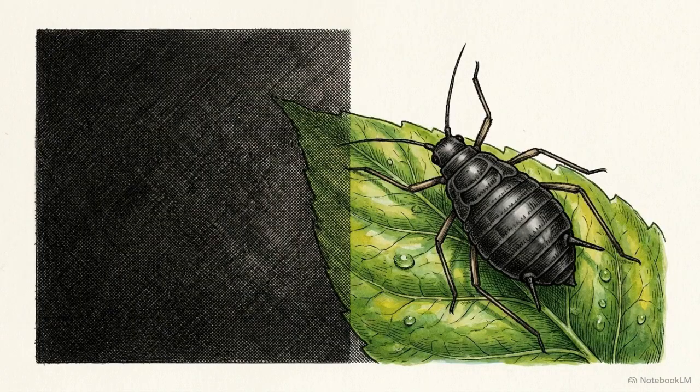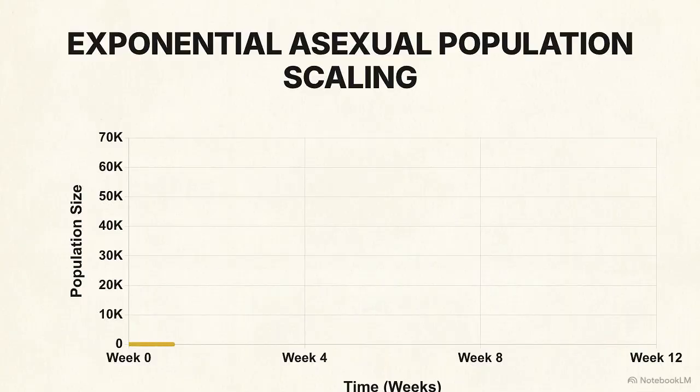The secret to its destructive power lies entirely in its reproductive strategy. Instead of relying on traditional mating, the aphid has evolved a biological mechanism to bypass those rules entirely and scale its population at an explosive, exponential rate.